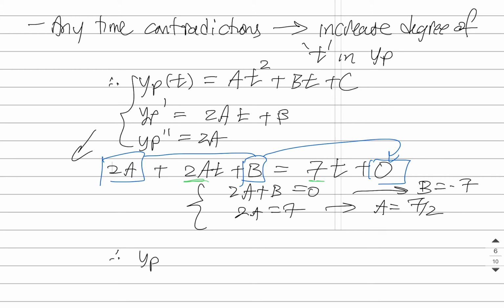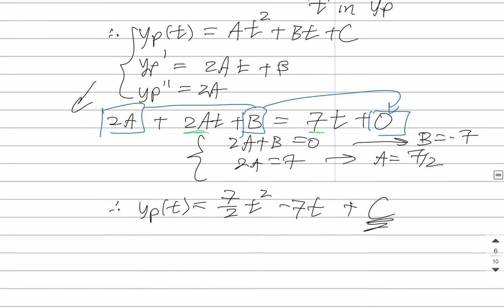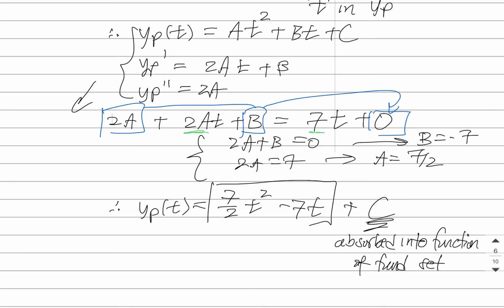The particular solution would then be 7 over 2 t squared minus 7t, and then this c was not determined. But remember, the fundamental set is just going to absorb this. And then we would just therefore classify this as the particular solution. So the method of undetermined coefficients is about guessing and checking. If you run into problems, bump up the power of t.